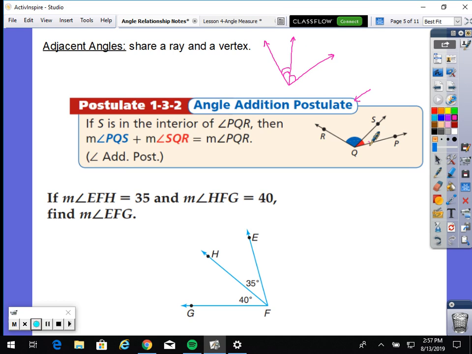So down here we've got an example where angle EFH is 35 degrees and HFG is 40 degrees. So using the angle addition postulate, I can add 35 degrees and 40 degrees to get the total measure of angle EFG, which would be 75 degrees. So those 2 adjacent angles, I can add them together and get that whole measure.